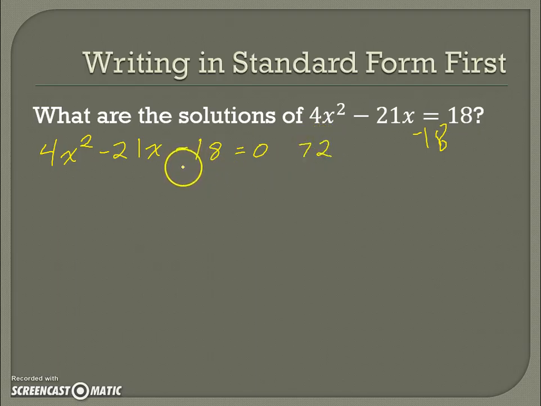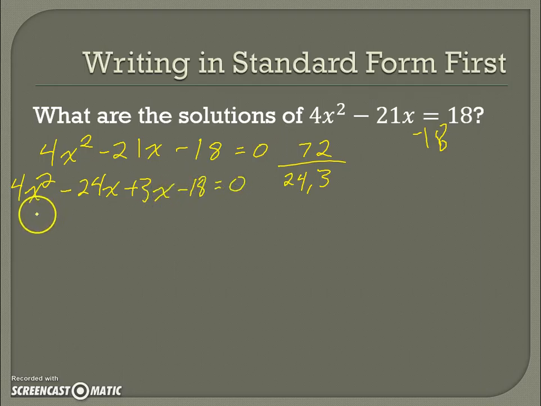This is a minus, which means I need a difference of two ones that equal 21. So let's see. I'm just going to jump to save time. 24 and 3 are my two that have a difference of 21. So 4x squared, we will do minus 24x plus 3x minus 18 equals 0.